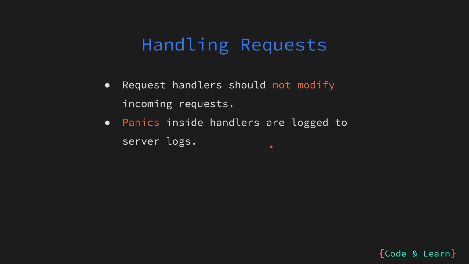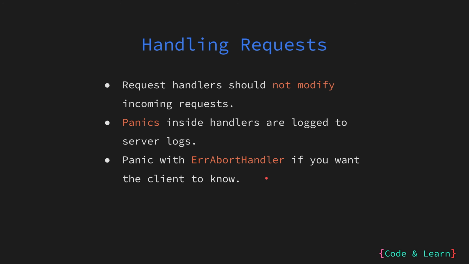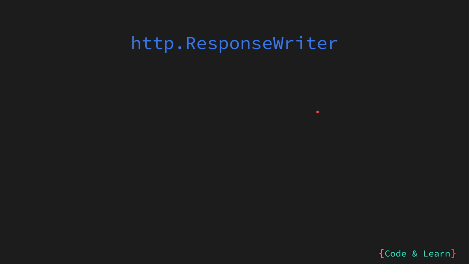Please note that if you panic inside the handler, the server assumes that the panic was isolated, logs a stack trace to the server logs, and closes the connection. So there's a sentinel error provided by the HTTP package called ErrAbortHandler. Panicking with ErrAbortHandler will make the client see the interrupted response and make the server not log the error.